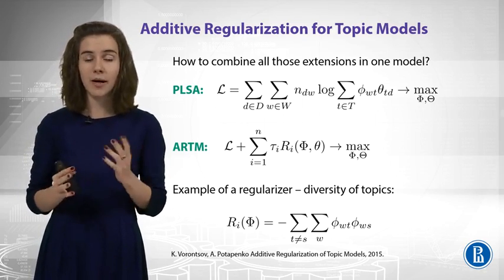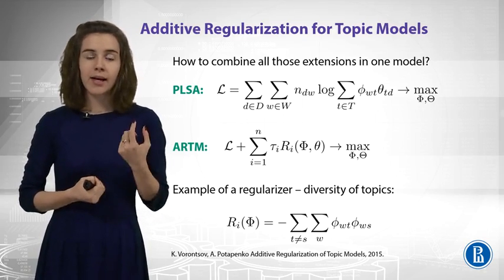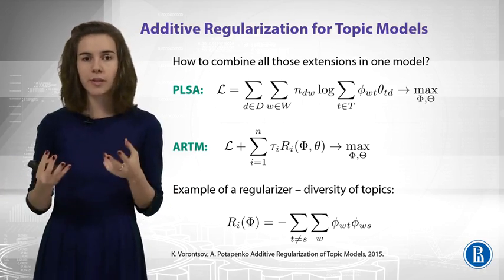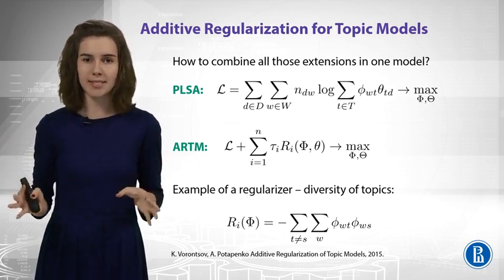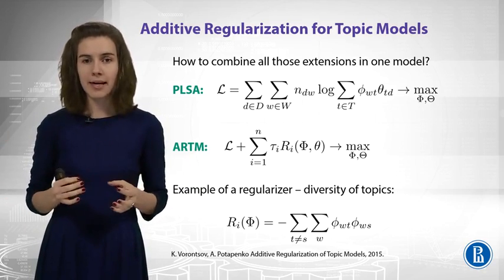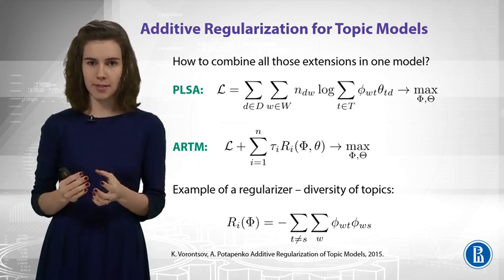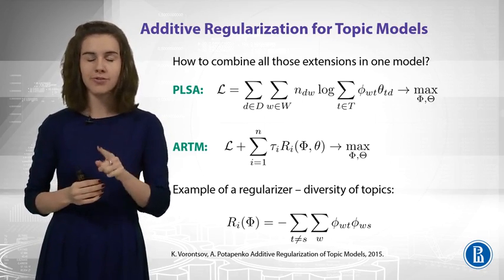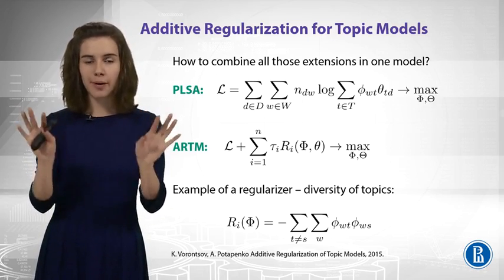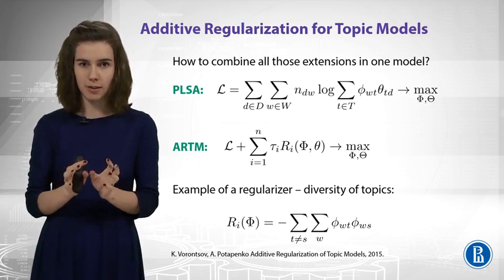So just to provide one example of how those regularizers can look like, we can imagine that we need different topics in our model. So it would be great to have as different topics as possible. To do this, we can try to maximize the negative pairwise correlations between the topics. So this is exactly what is written down in the bottom formula. You have your pairs of topics and you try to make them as different as possible.